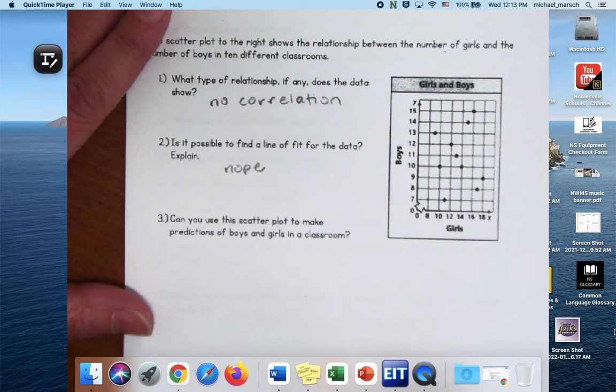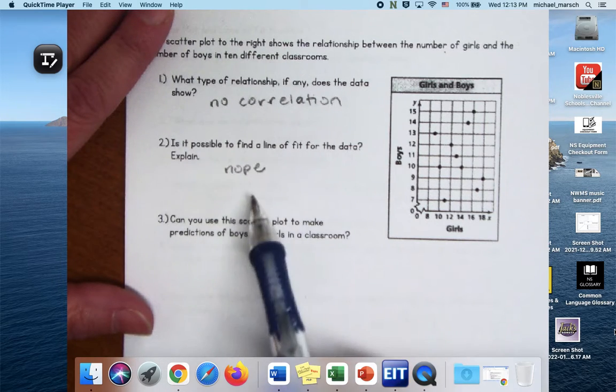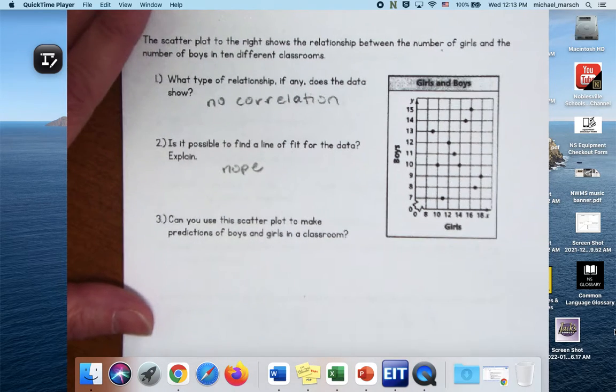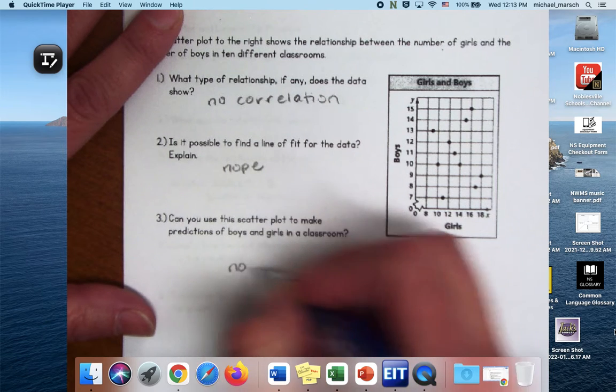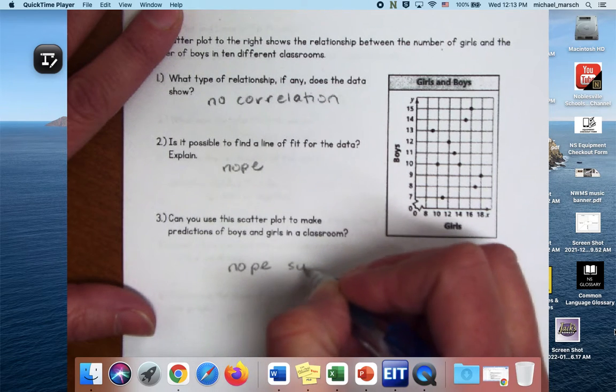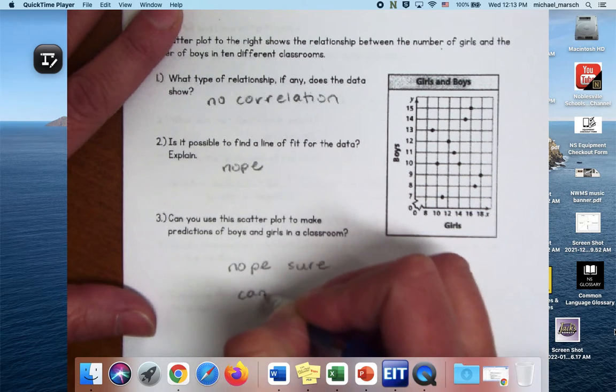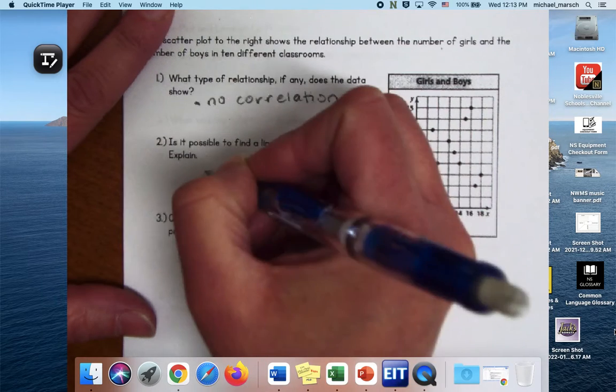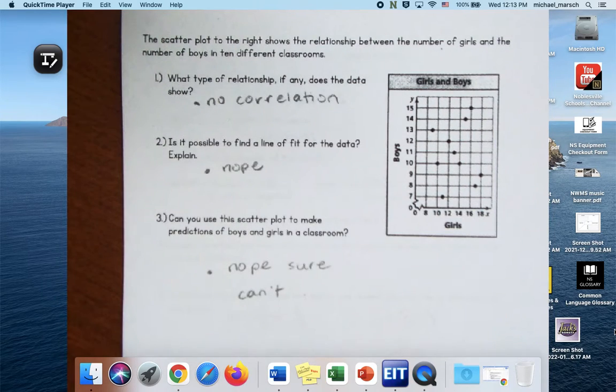Can we make predictions? Yeah. No. If I don't have a correlation or a line of fit, which means I don't have an equation, then nope, sure can't. And that was our practice for today.